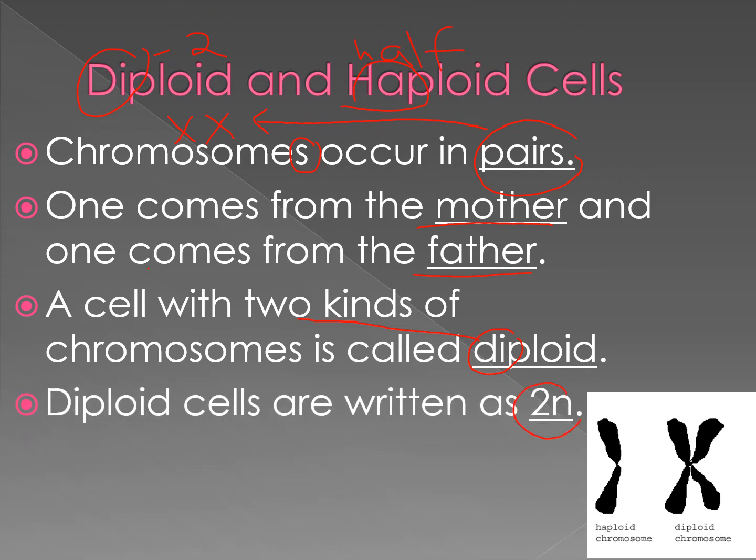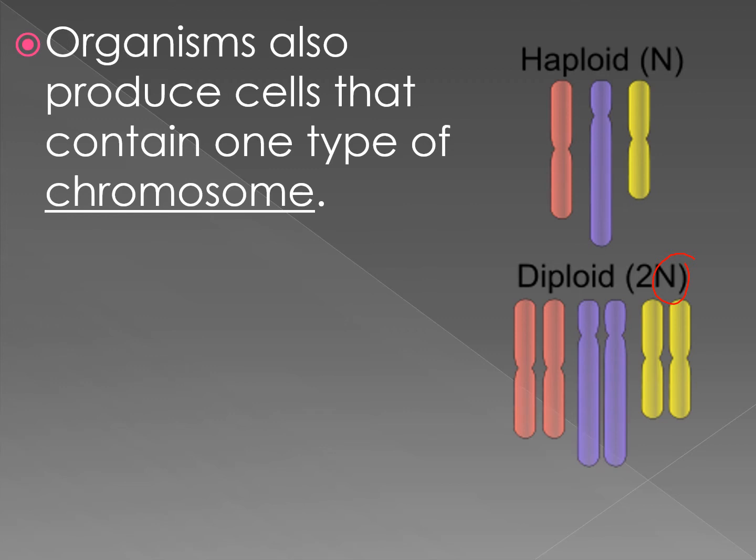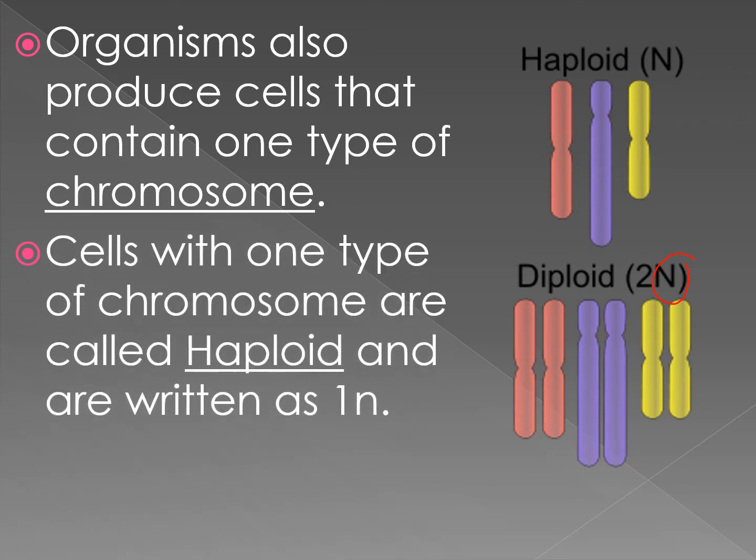Diploid cells are written as 2N. So if diploid is written as 2N and we have haploid, I'm going to allow you to understand what N is. Organisms also produce cells that contain one type of chromosome. Cells with one type of chromosome are known as haploid, and they are written as 1N.